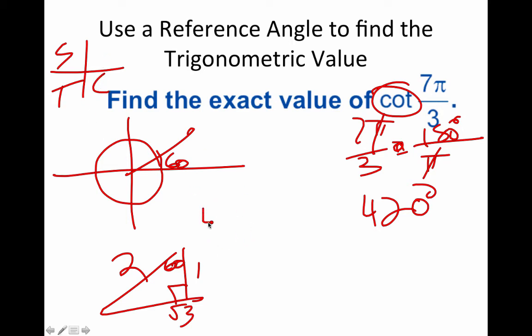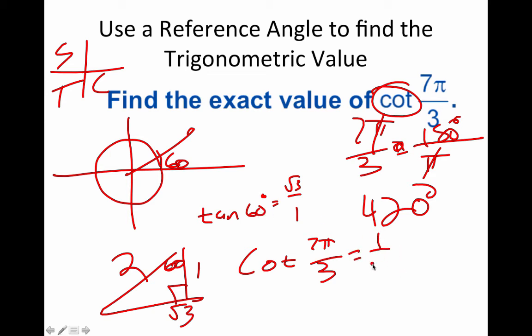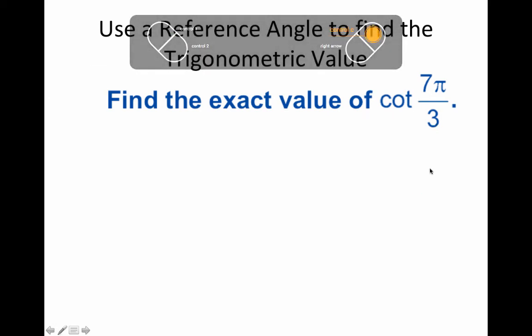Everything is positive. If the tangent of 60 is square root 3 over 1, then the cotangent of 7 pi over 3, which is exactly the same as the cotangent of 60, will be equal to 1 over the square root of 3, and I multiply the top and the bottom by the square root of 3. And there we have it.